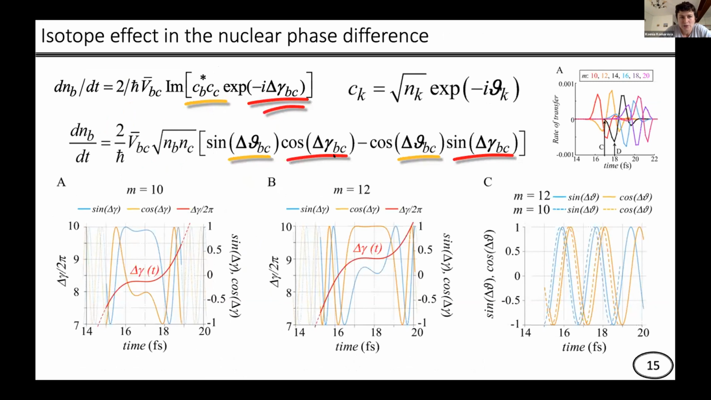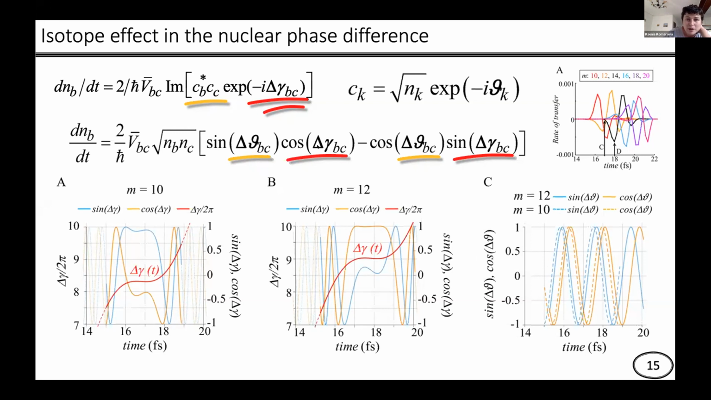And when we look closer at the decomposition of these phases into electronic and nuclear parts, it becomes clear that indeed this gamma factor has a much more important effect. So we write our coefficient here in the earlier form, where theta is responsible for the electronic part and gamma for the nuclei. And here is the plot for theta for two masses. The solid line is for the sine and cosine for mass 12 and the dashed line for mass 10. One can see that they are not quite different. They are pretty much the same. So these phases are not affected by mass significantly.